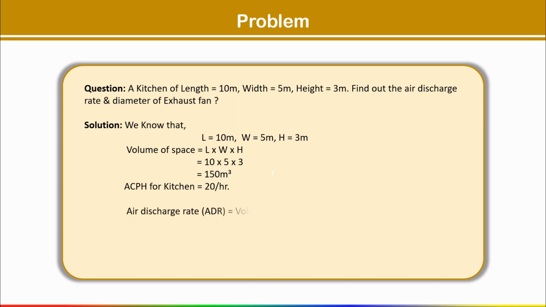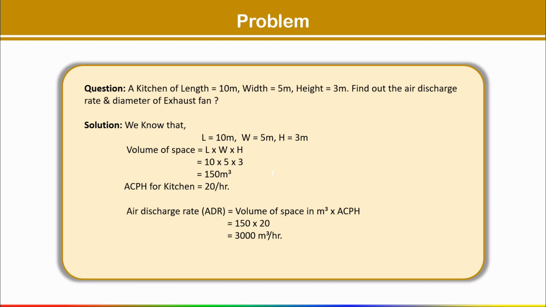Now use that formula to find out the air discharge rate. We have a formula here: volume of space in meter cube into ACPH. So just put that value here. Volume of space we have calculated 150, into ACPH for kitchen we have taken 20. So finally we get the air discharge rate value 3000 meter cube per hour.